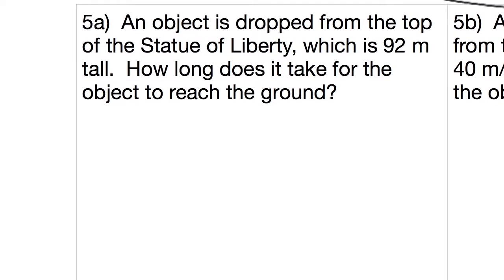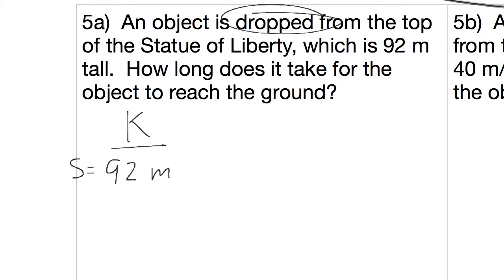So anytime you're doing something related to meters, like in this one, where one of the knowns is 92 meters, you use this equation with the 4.9. And I'll tell you why in class if you like. The knowns are, of course, S equal to 92 meters, and the fact that the object is being dropped from the top of the Statue of Liberty.